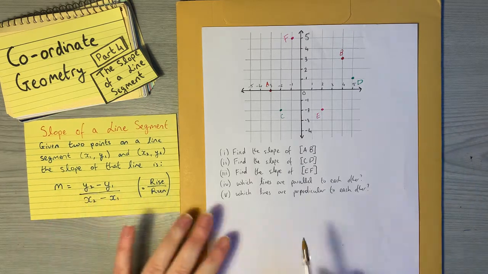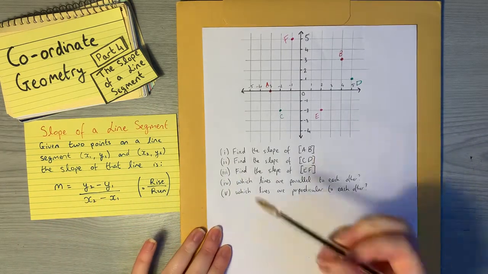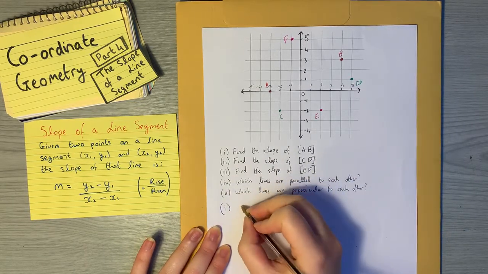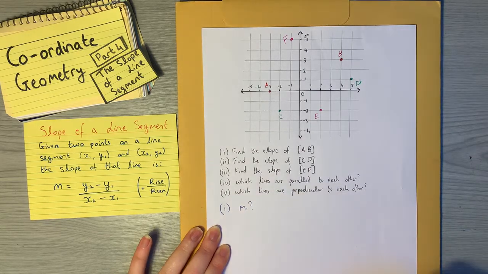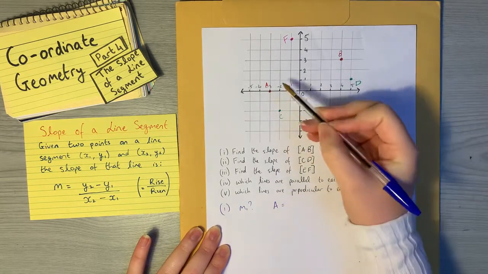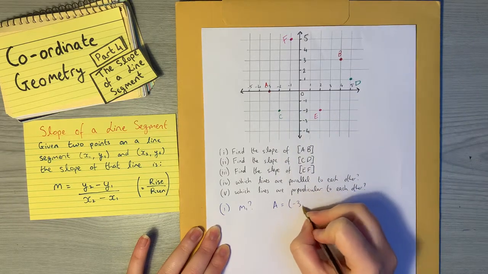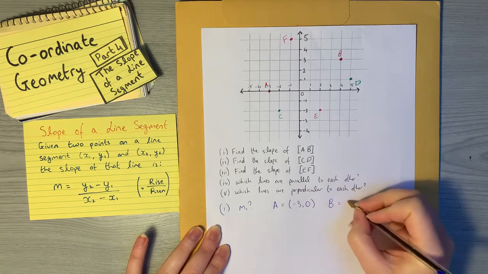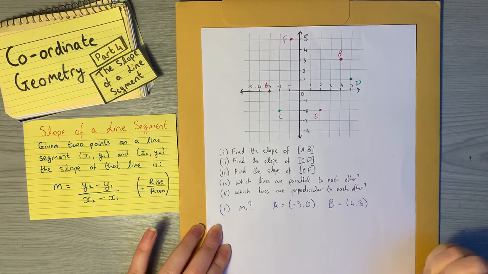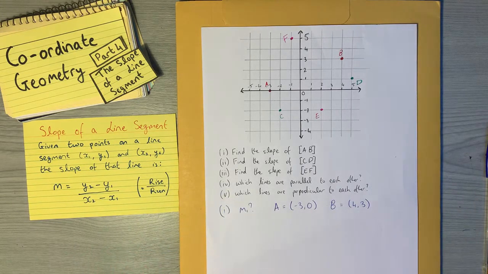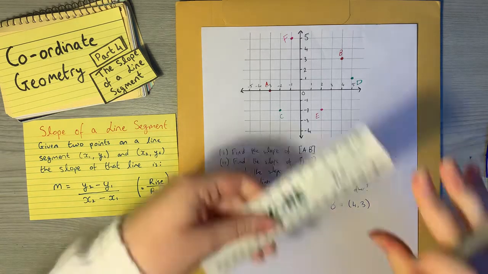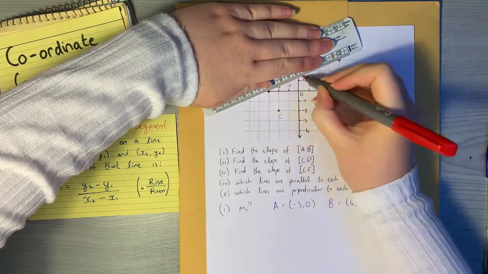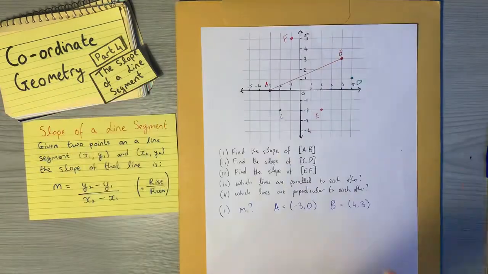Okay, let's have a look applying that formula to the first part. So for part 1 of this question, I have to find the slope of AB. So I'm going to call that M1 for the minute. And I have A is my point here, and that's minus 3, 0. And then I have my point B up there, which is 4, 3. So what I'm looking for here is the slope going from A to B.